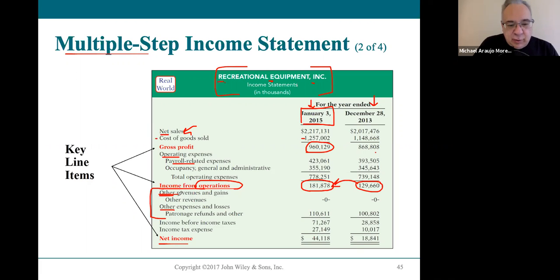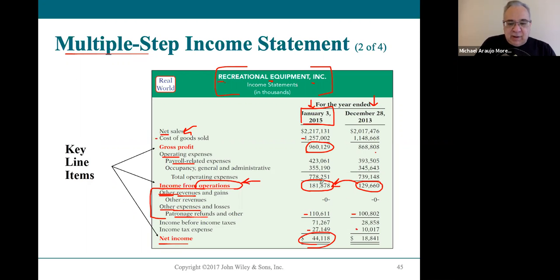So here they have other revenue and gains, other expenses and losses. Other stuff other than the main operation of selling goods. So these are other activities the business is doing that is not related to selling goods. So here they have these patronage refunds. Clearly that's eating up most of the operating profit. Then they subtract out their estimated tax burden as an income tax expense, and that's what leaves them with their net income.